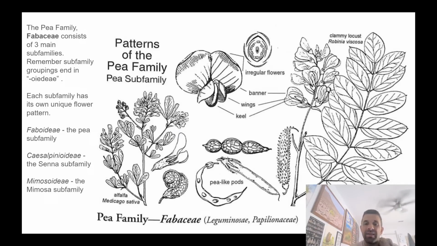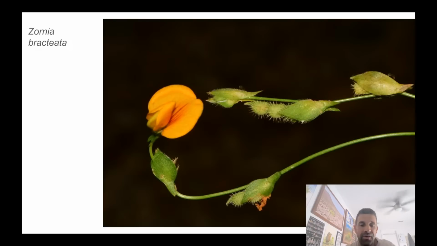This is the pea subfamily, Faboideae. You have a banner, wing petals, and 2 keel petals fused together that actually looks like a boat keel. The stamens and stigma are inside there, and you'll see that on some of the flowers coming up. So banner petal, wing petals, keel petal. If you see a flower that looks like that, it's in the pea subfamily, no doubt. There's a great example.